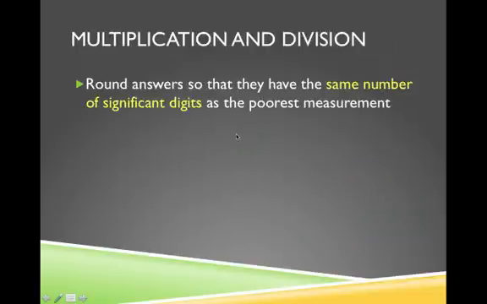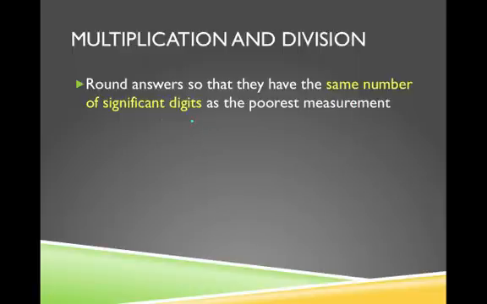Now we have two groups of rules here. We have rules for multiplication and division, and we have rules for addition and subtraction. The multiplication and division rules are relatively simple. You're going to round your answers so that they have the same number of significant digits as the poorest measurement that you made. And that's a key here. Notice I highlighted in yellow, the same number of significant digits.